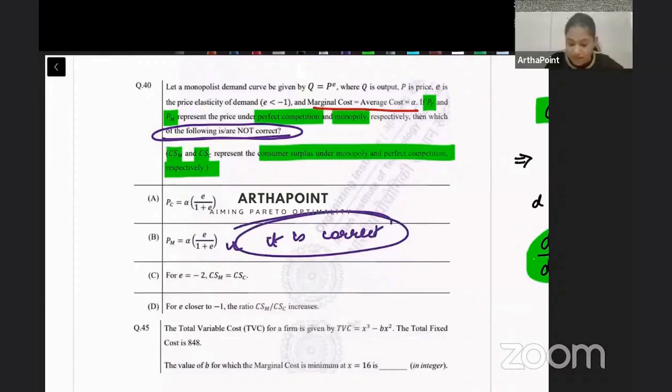Please be very, very, very particular about this. Many students will make this mistake. The moment you see that, okay, my answer is matching, you will simply mark it. That's incorrect, because they're asking which statements are not correct.